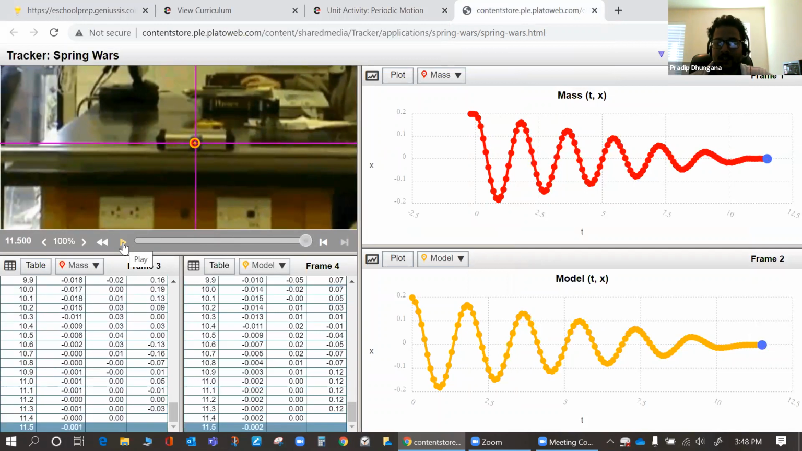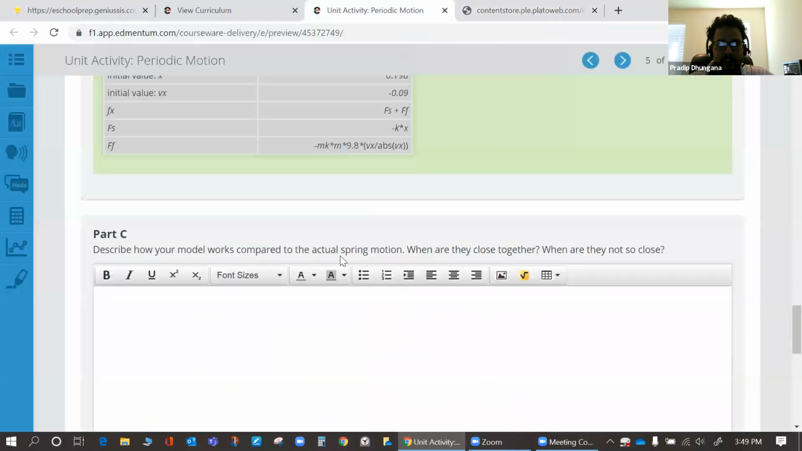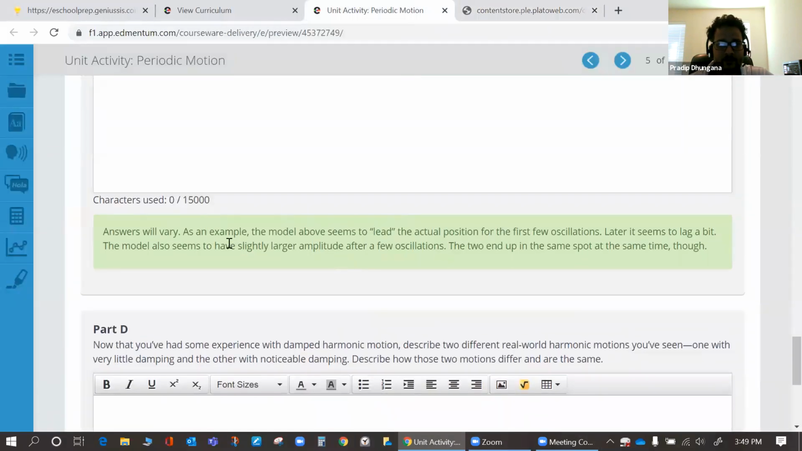Okay, we can see that in the beginning, our model coincides with the actual model, but later our model lags behind the actual model. So here is the sample response, and your response can be different, depending upon your own model.